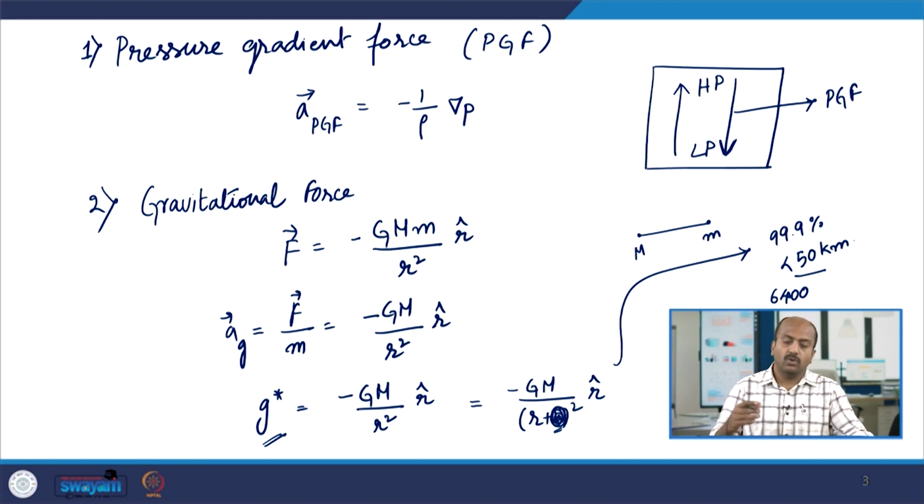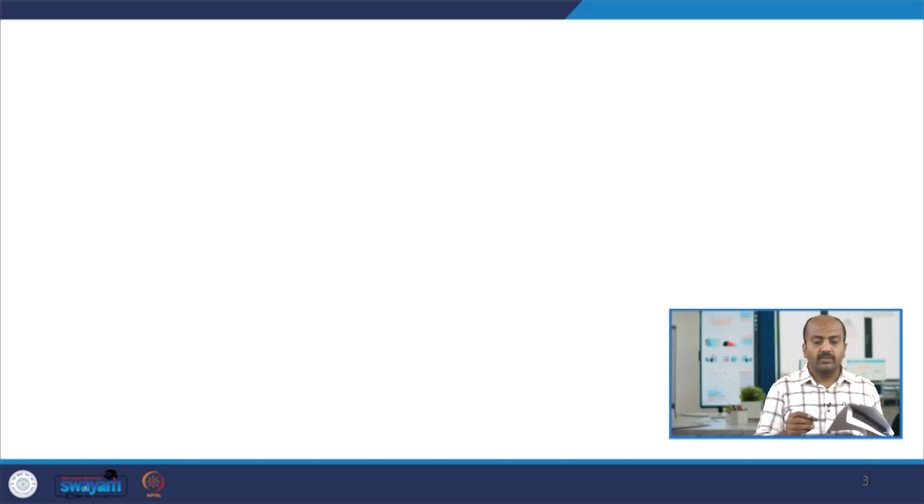If you go far beyond, let us say you are trying to calculate the orbital velocity of a satellite or anything like that, then this particular value becomes even more relevant. This particular h that you add in the denominator becomes even more relevant, right. So, this is the pressure gradient force per unit mass, and this is the gravitational force per unit mass. Then you have the frictional force or the viscous force.